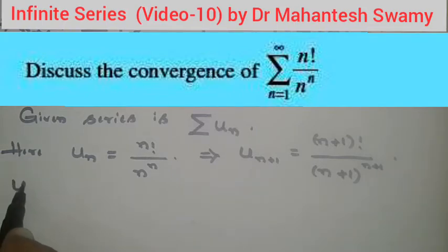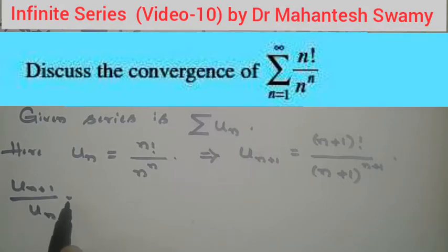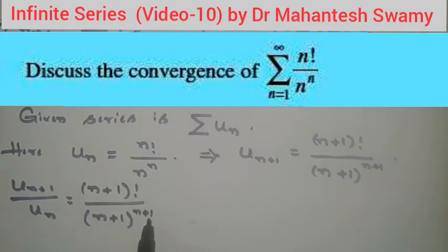Now consider un plus 1 divided by un. So that is equal to, let us write down un plus 1 in the numerator. That is, directly we shall keep it as it is. So that is n plus 1 factorial divided by n plus 1 whole to the power n plus 1. We kept un plus 1 as it is because it appears in the numerator, and un is appearing in the denominator. Therefore, let us write its value in the form of reciprocal directly in the numerator.